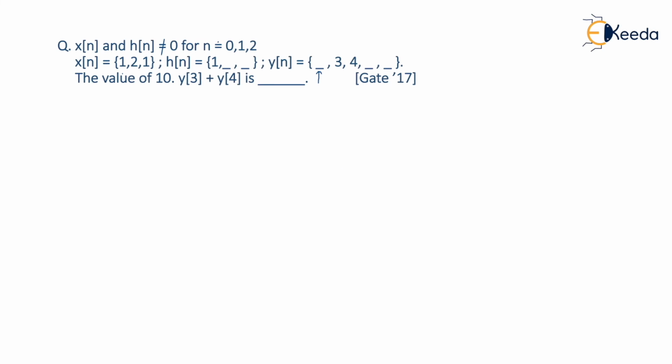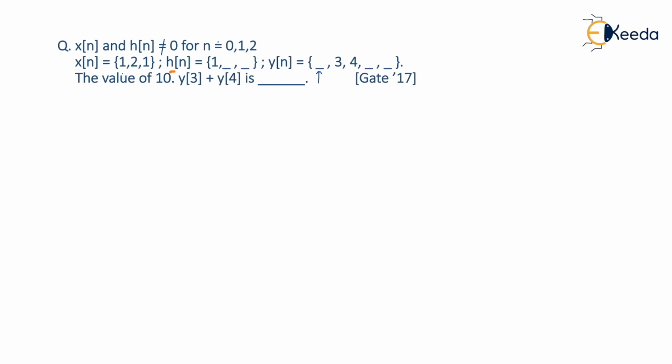So in this question, they're asking you that x of n and h of n is not equal to 0 when n equal to 0, 1, 2. That is, let's talk about x of n. It means x of 0, x of 1 and x of 2 are non-zero values, and so h of n also. In fact, x of n value they have already provided us, that is 1 to 1.